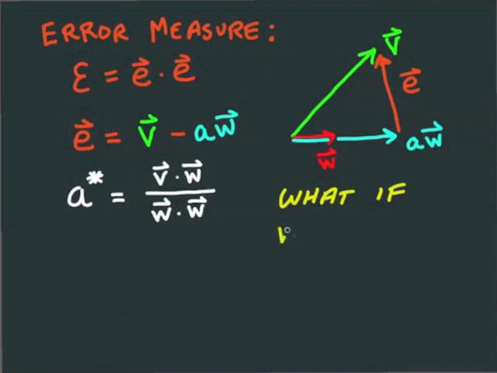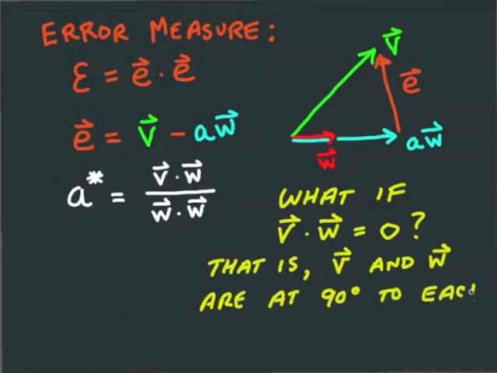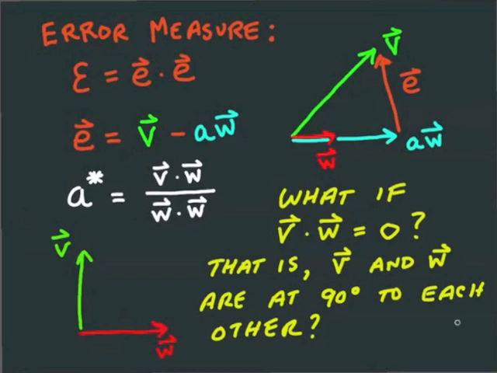So now that we've found the optimal value of a, I want to ask you a different question. What happens if v dotted with w is equal to 0? So geometrically what that means is that v and w are orthogonal to each other, or if you will, they're at right angles to each other. What will happen in this case? What's the best value of a? Our equation tells us the answer in this case. Obviously, a star will be equal to 0.